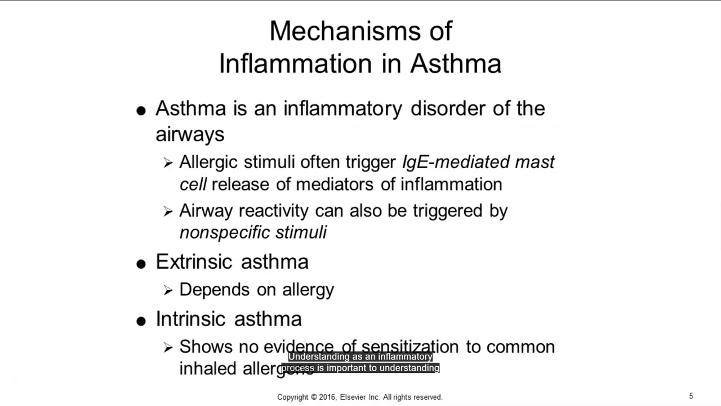Understanding of the inflammatory process is important to understanding treatment plans. There are 2 types of asthma, extrinsic and intrinsic. Extrinsic asthma is also called allergic asthma and is triggered by IgE when it attaches to a mast cell and causes the mast cell to burst and release chemical mediators, causing inflammation. Intrinsic or non-allergic asthma has no known allergen and IgE attachment. Examples are asthma induced by exercise, temperature fluctuations, or stress.